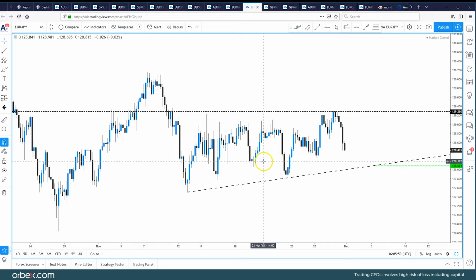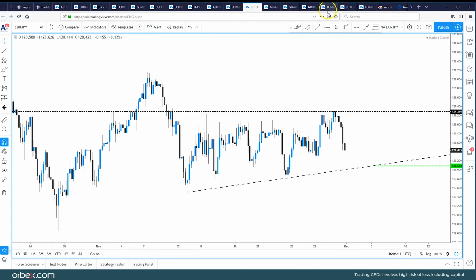Euro yen, we've had about 10 days of mixed trading. This looks to be forming a bullish ascending triangle formation. We've got trendline support here, which is at 128.01. We've got bespoke support at 128.10. So we're looking for any sell-off in euro yen to be limited.